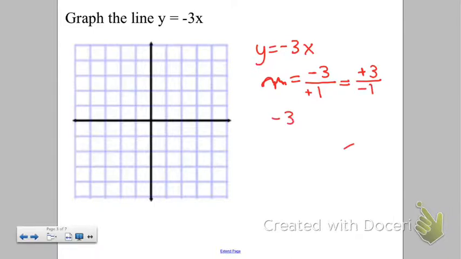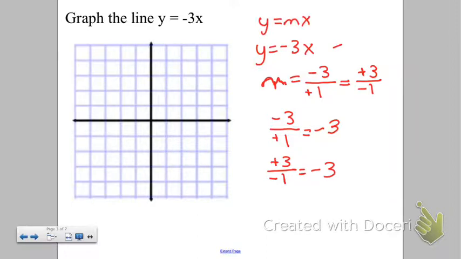The reason why both of these work is because a negative divided by a positive gives me a negative 3, but a positive divided by a negative also still gives me negative 3. So since my equation is in the form y equals mx, it is proportional. So I'm going to start my graph at the origin. Now I'm going to move based off of my two slopes.